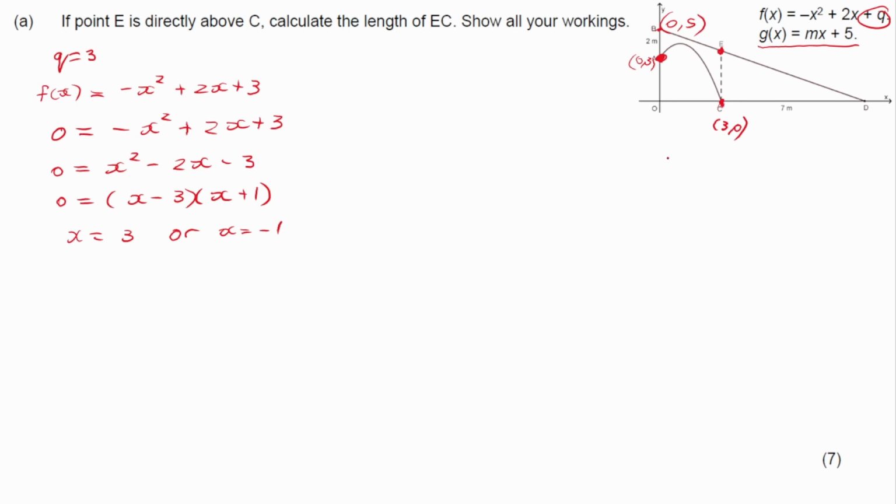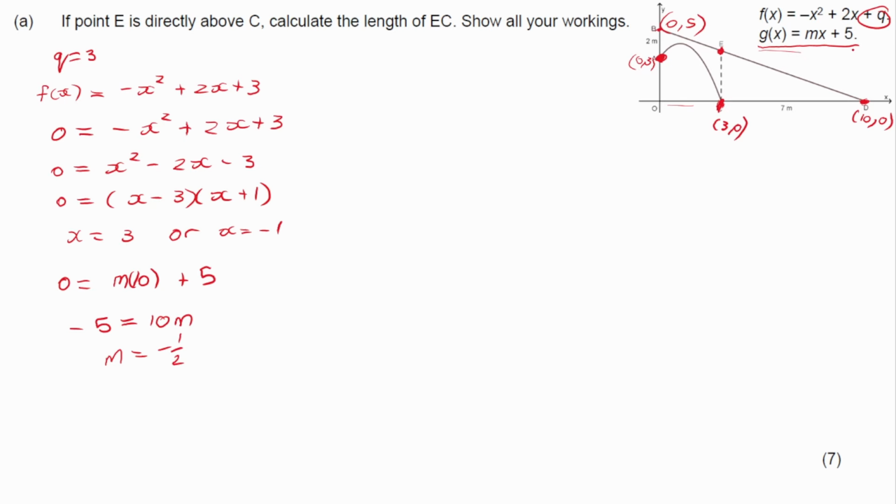But what we can find out is we know what the value of D is. Because if this is 3 and this is 7, D has to be at the point 10, 0. So we know this coordinate. So we can substitute this coordinate in to find the gradient. So what we're going to do is we get 0 is equal to m times 10 plus 5. So we get minus 5 is equal to 10m. That means that m is equal to minus a half.